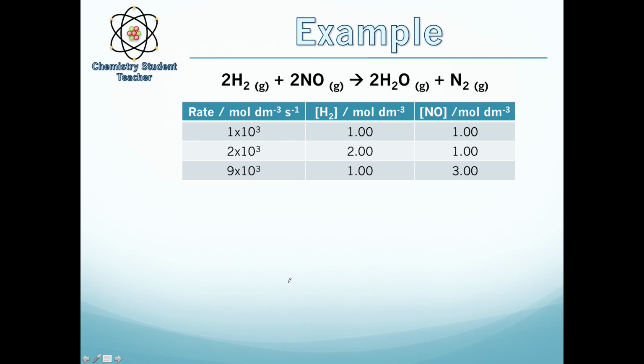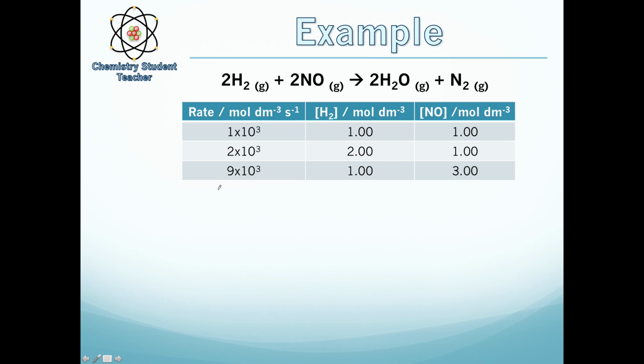Let's look at an example of this. So we have a reaction here. 2 lots of H2 plus 2 lots of NO goes to 2 H2O and N2 in the gaseous state, and this will be done at quite a high temperature. We've got the rate here, and the concentrations of each reactant. Now this is the first rate. We've got 1 mole of hydrogen, 1 mole of nitrous oxide, and the rate is 1 times 10 to the power of 3 moles per dm cubed seconds to the minus 1.